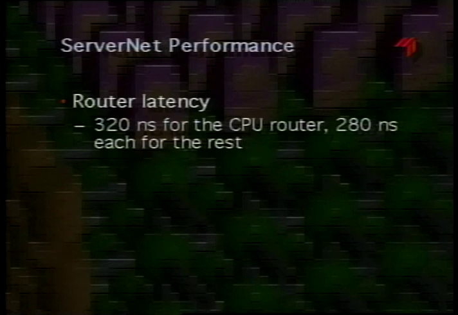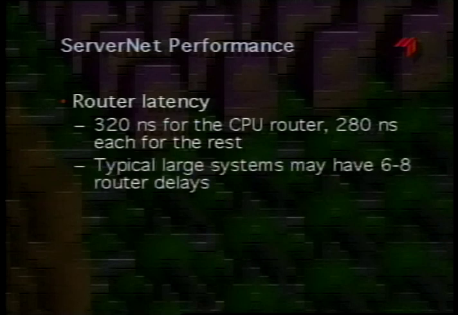Router latency is 320 nanoseconds per stage for the first stage and 280 nanoseconds for the other stages. In a typical large system, we may have 6 to 8 router delays, or perhaps a worst case in a very large system of about 12 router delays. So in general, we're usually below 3 microseconds of latency, even for fairly large systems.